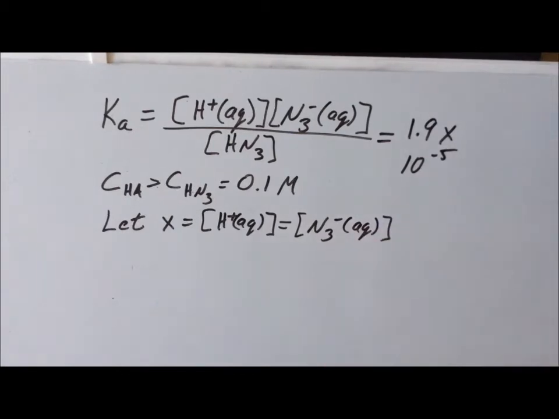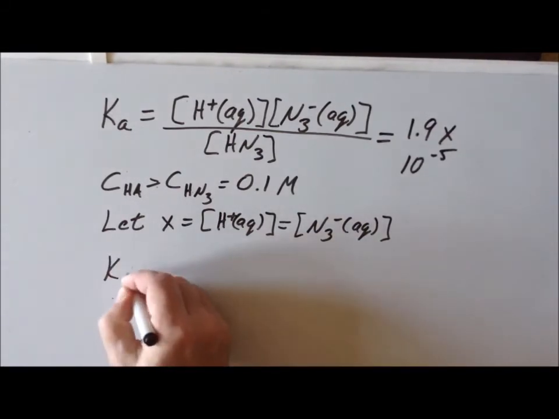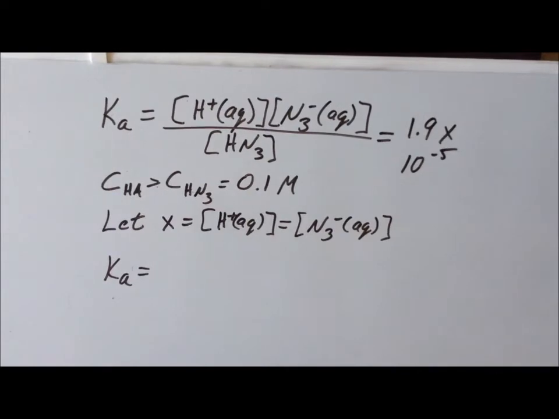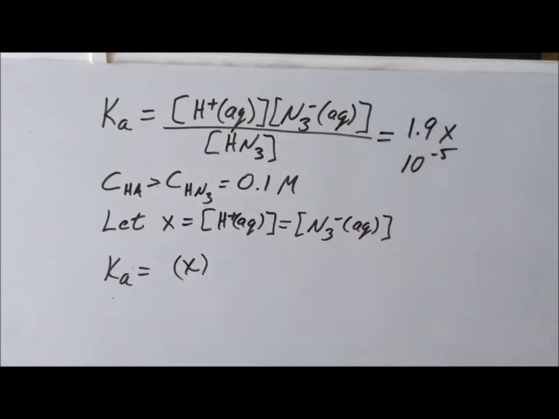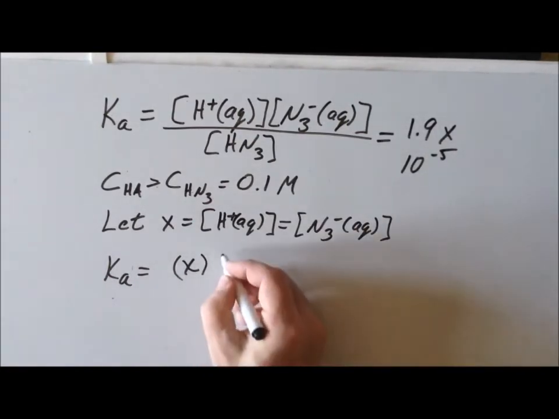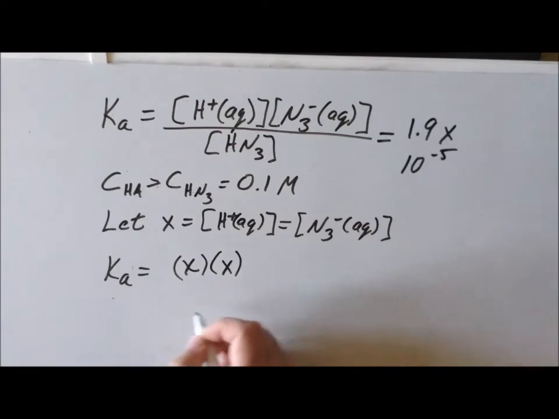Now we can substitute these values into the expression for the acid dissociation constant Ka. So H plus has a value of X. The concentration of azide ion has a concentration of X. Then we get to a slightly tricky part.